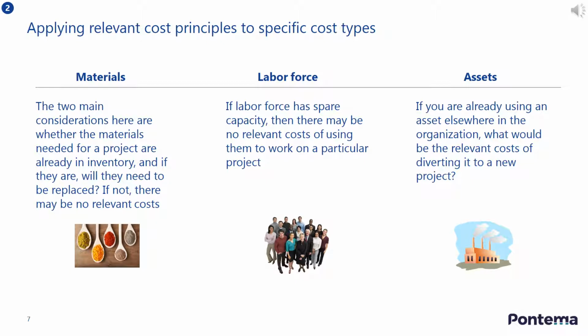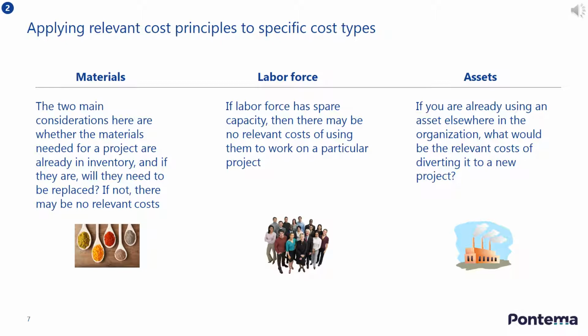Now let's see how the relevant costing principle can be applied to materials, the labor force, and assets. For materials, the two main considerations are whether the materials needed for a project are already in inventory, and if they are, will they need to be replaced? If not, there may be no relevant costs.